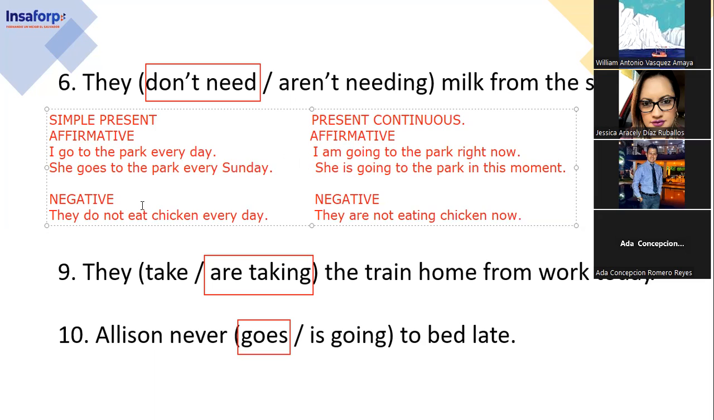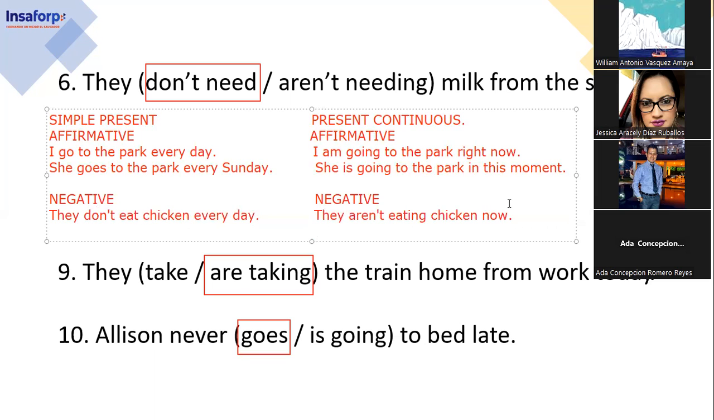So, we can make contractions. Instead of saying do not, I can say don't, right? I can say don't in the negative form. And in the present continuous, I can say aren't. It's very common, right? Especially when they speak, they always use contractions. It's all the time. They don't say, they do not eat. No, they don't eat. They don't say, they are not eating chicken. No, they say, they aren't eating chicken. They use contractions, right?